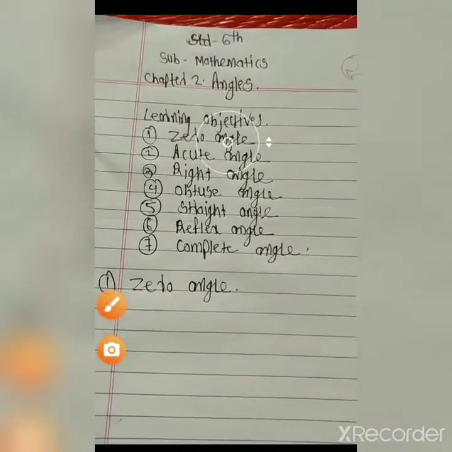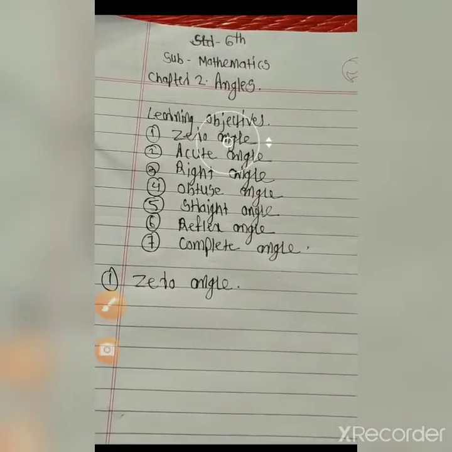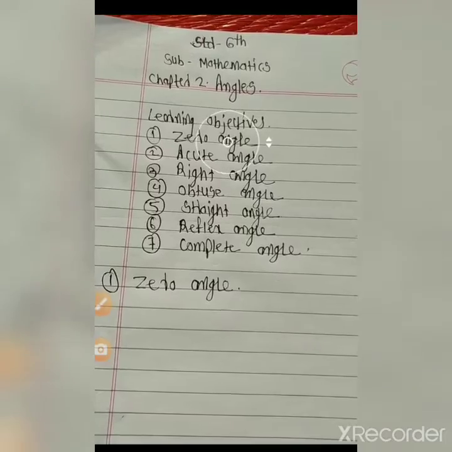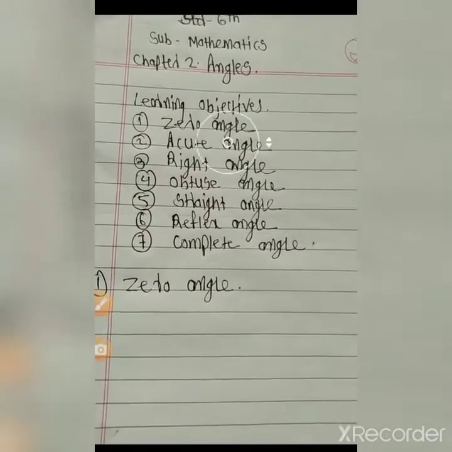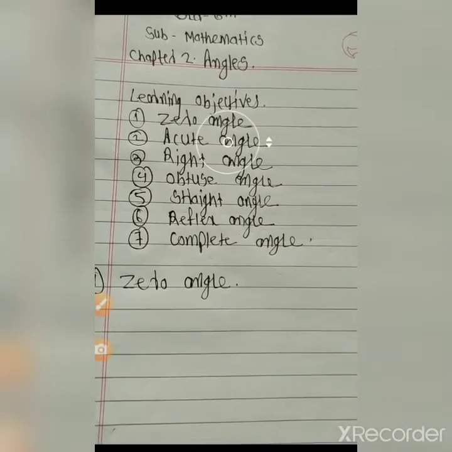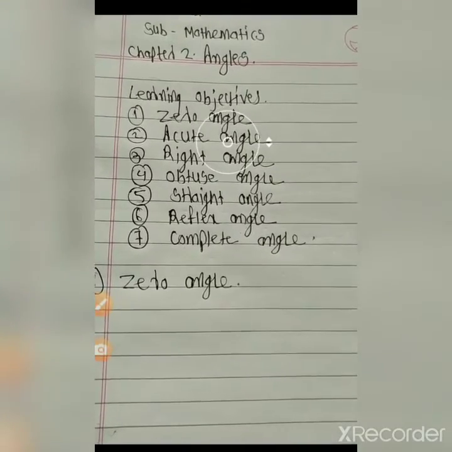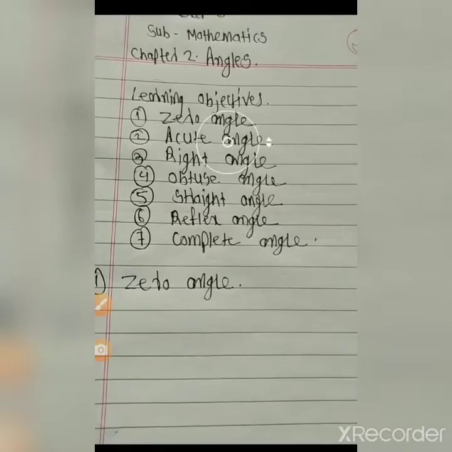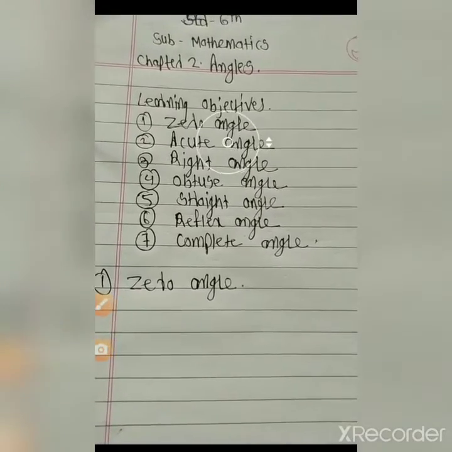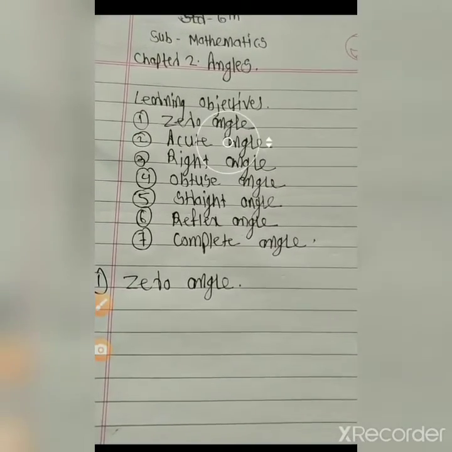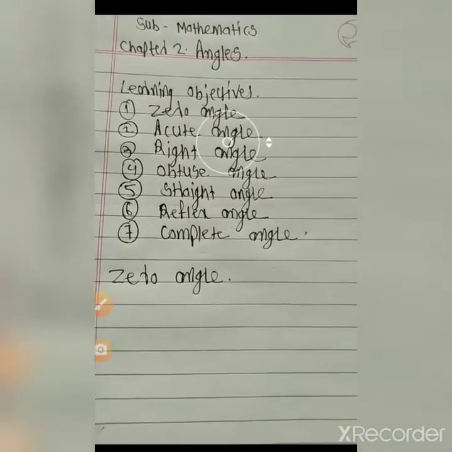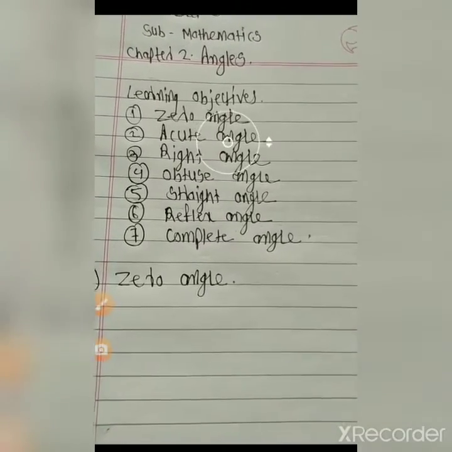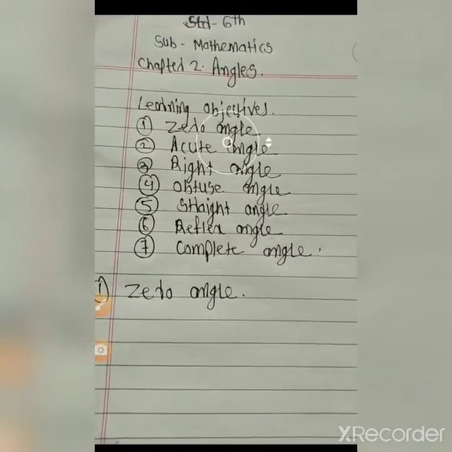Good morning, students. Today we will start the second chapter of mathematics, angles. Today's learning objectives are zero angle, acute angle, right angle, obtuse angle, straight angle, reflex angle, and the complete angle. Now, let us start with the zero angle.